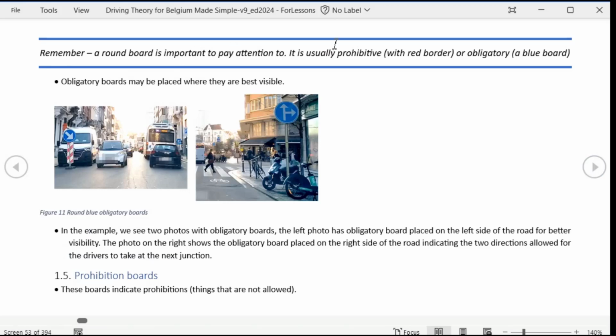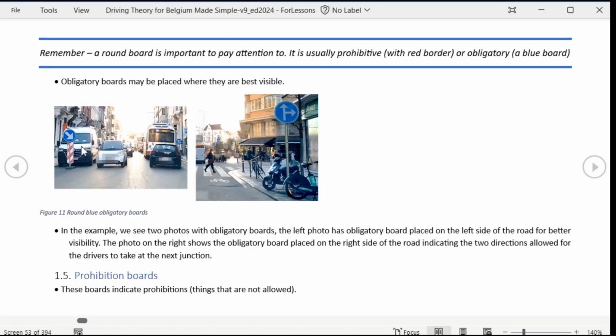What we discussed already, a round board is very important that you must always pay attention to. If a round board has a red border or a red background, it's a prohibition. If it is a blue background, it is obligation. In this case, we have 2 examples.